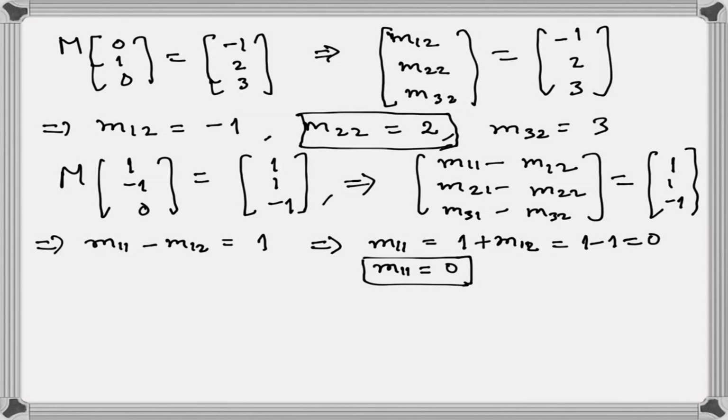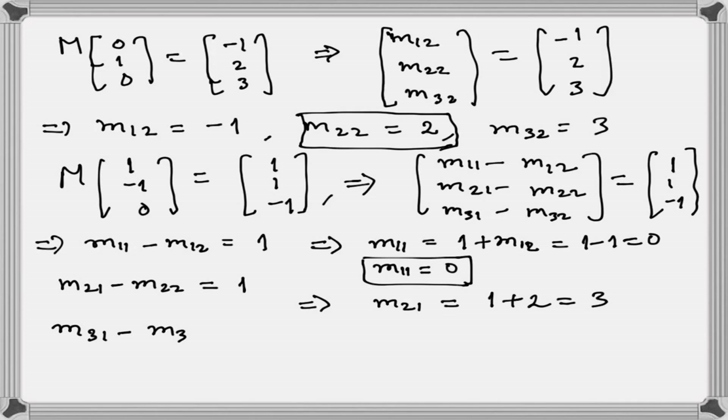Okay, let's see another equation. M21 minus M22 is equal to 1. So this implies M21 is equal to 1 plus M22. So 1 plus M22, which is 2, is equal to 3. Okay, and the last one is M31 minus M32 is equal to minus 1.